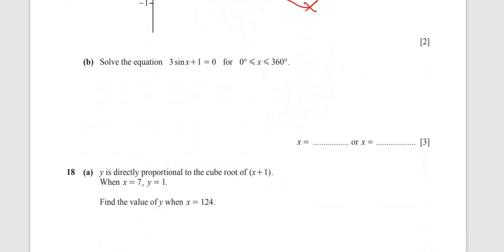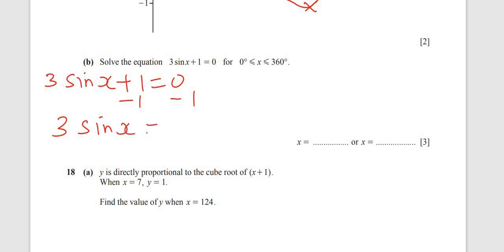Solve the equation 3 sine x plus 1 is equal to 0. So the first thing that we need to do is to take away 1 from both sides. So when we take away 1, it's going to be 3 sine x is equal to -1. Then we can divide both sides by 3, so that sine x is going to be equal to -1/3.